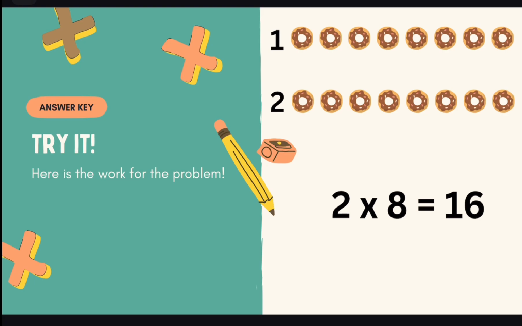Okay, here's the work for the problem. You should have 2 rows for the 2 shelves, and on each shelf you should have 8. You could have drawn donuts, or you could have just drawn circles. We've got 2 rows, and in each row we have 8 donuts each. That means that 2 groups of 8 equals 16. And you know how I know that? Because if I add the first row and the second row together, 8 plus 8, that's a double that equals 16. So this was the work for our final problem.